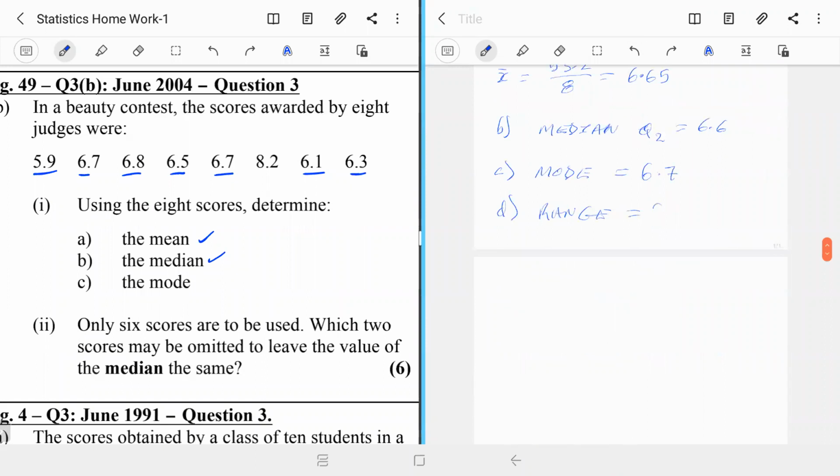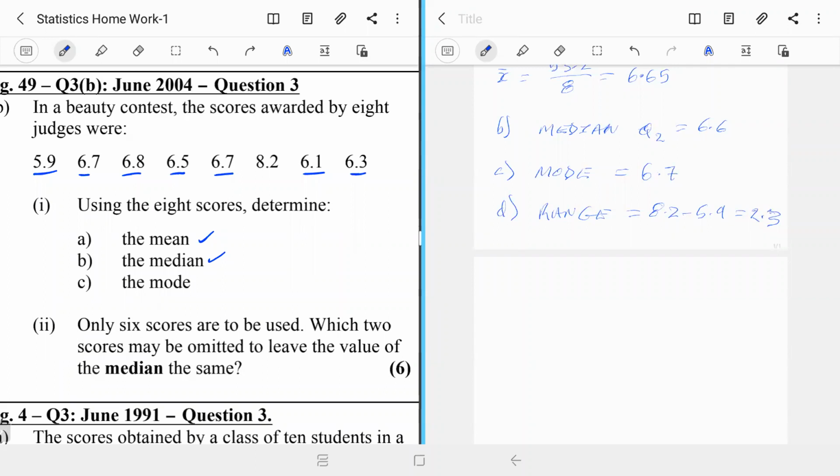So it's basically 8.2 minus 5.9, which is equal to what? 2.3, sir. 2.3. Good. So the range is 2.3. So the range of the scores is 2.3.